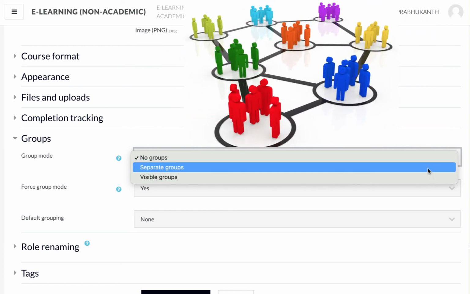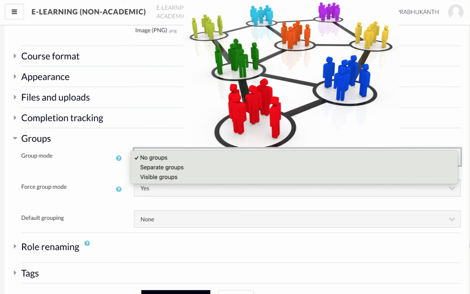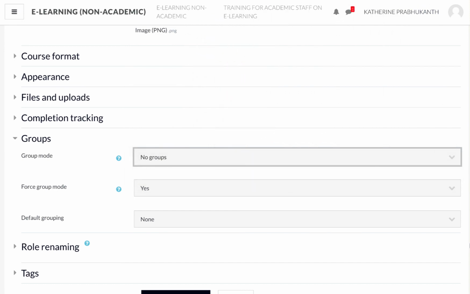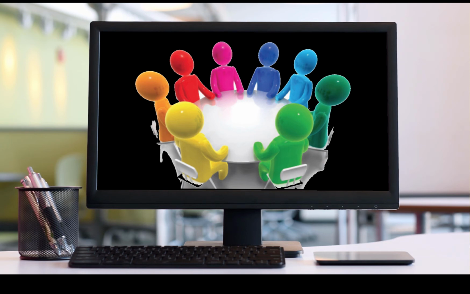In the separate groups mode, group members can only see their own group's contribution, discussion posts and responses. This is useful if an instructor wants groups to discuss in small cohorts where the students can be monitored and guided. In the next video we will see where to find the group settings and how to set up groups for a course.